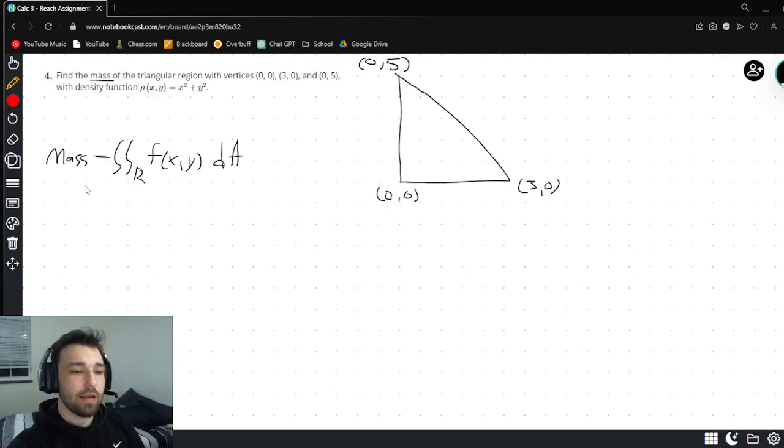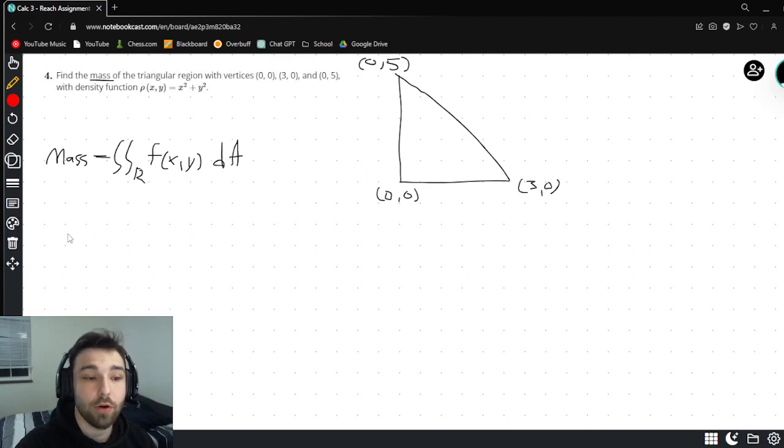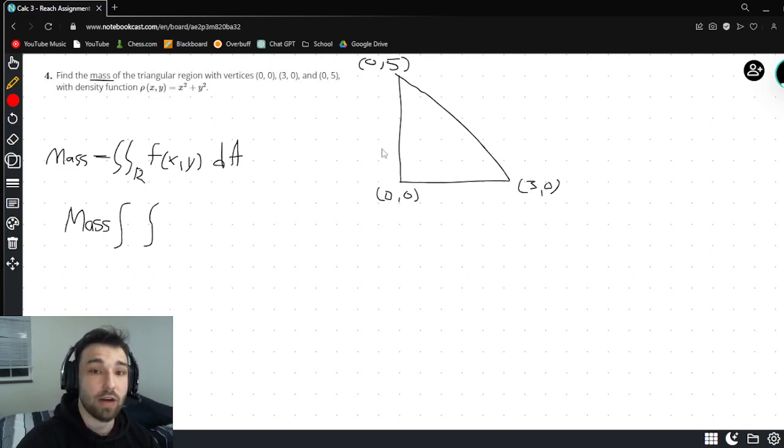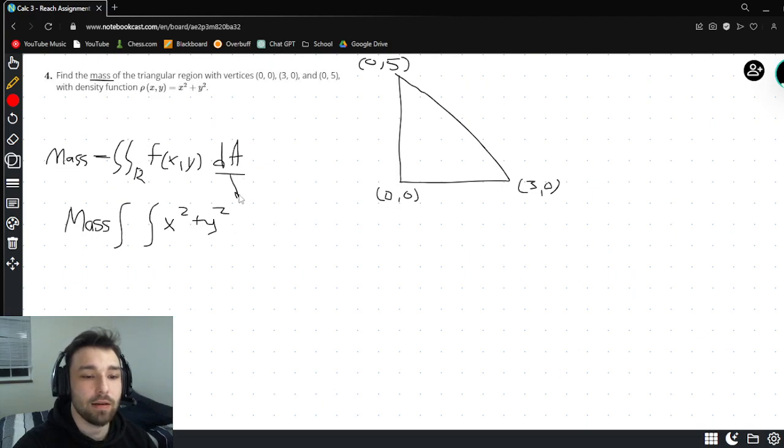So instead of just having some generalized formula that says the mass equals this, we can walk through it. I'm going to start specifying some things. We're going to have some mass, and I'm going to leave these integrals ready because we're going to have to put in some bounds, and those are going to be drawn from this triangle, of our function, x squared plus y squared. And instead of writing this as dA, I'm going to write this as dy dx.